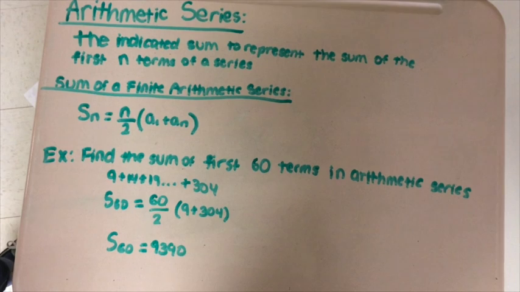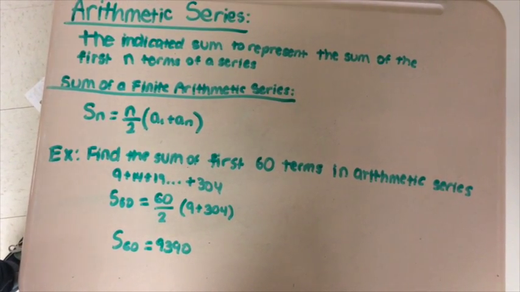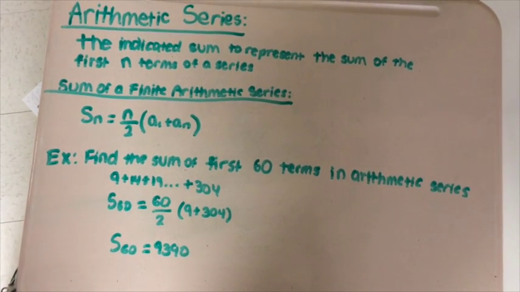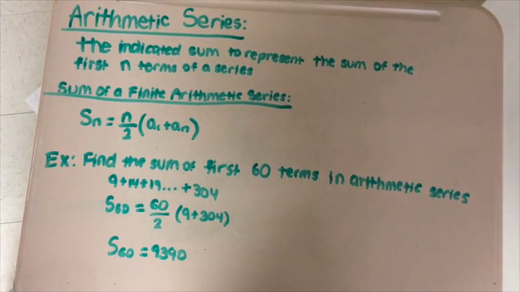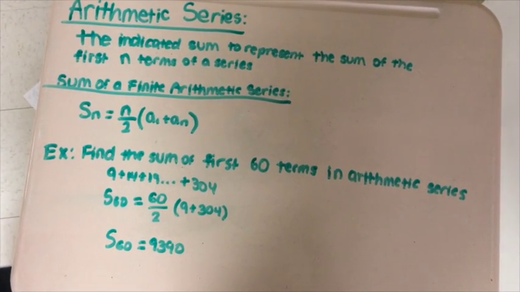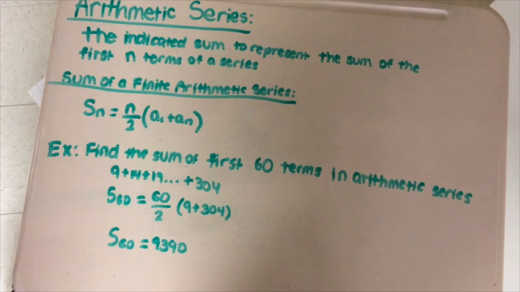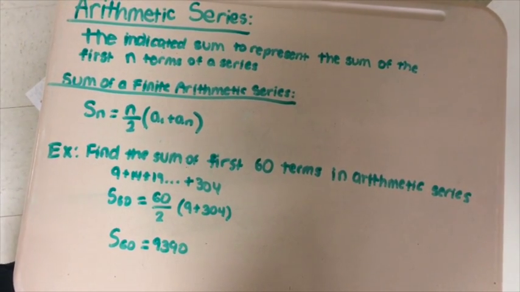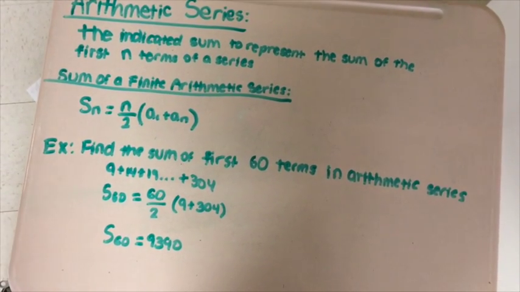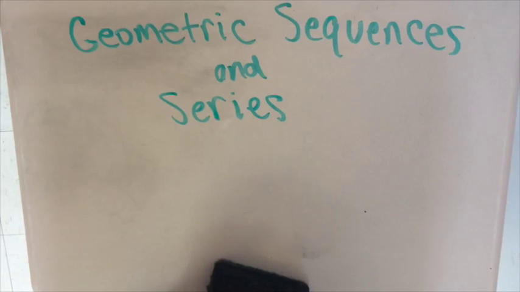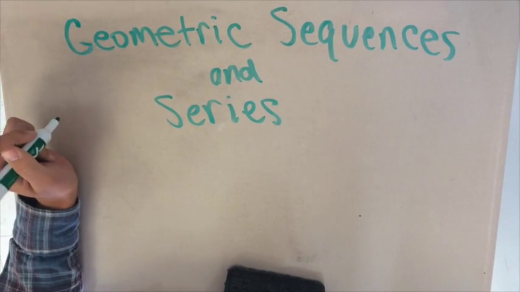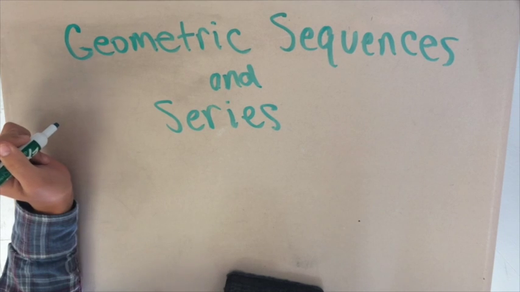An example is, find the sum of the first 60 terms in an arithmetic series, 9 plus 14 plus 19, ... plus 304. So you plug everything into the sum of finite arithmetic series formula, and you get S of 60 is equal to 60 over 2 into 9 plus 304, and your final solution is S of 60 is equal to 9,390.